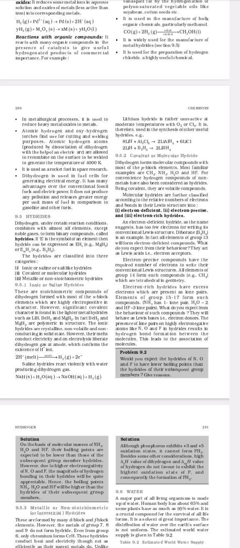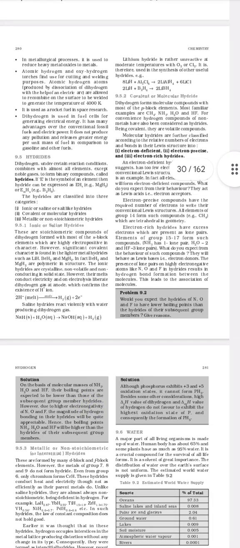Dihydrogen under certain reaction conditions combines with almost all elements except noble gases to form binary compounds called hydrides. If E is the symbol of an element, then hydride can be expressed as EHx. The hydrides are classified into three categories. First is ionic or saline or salt-like hydrides. Second is covalent or molecular hydrides. Third is metallic or non-stoichiometric hydrides.